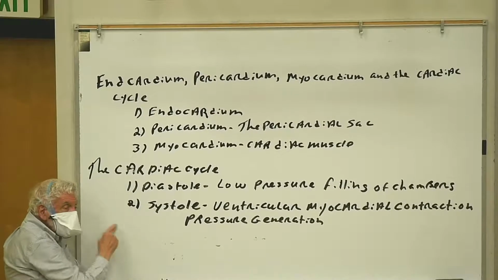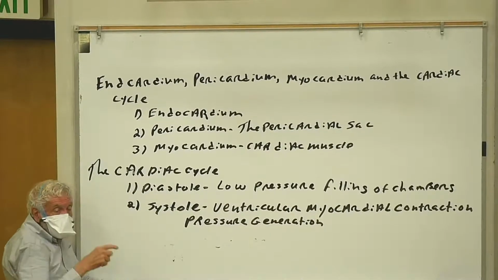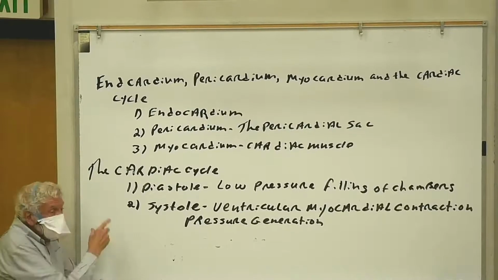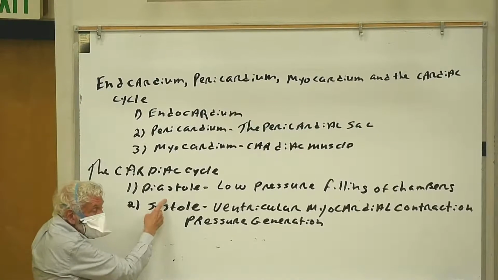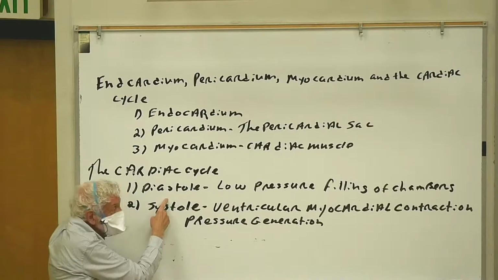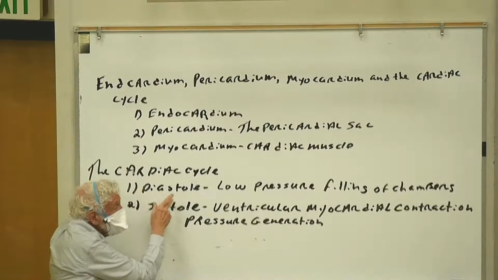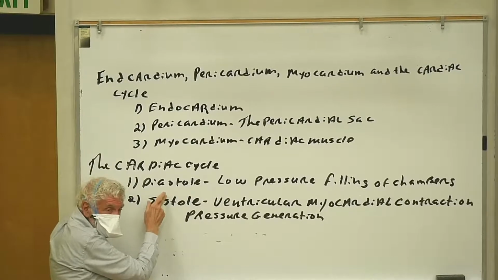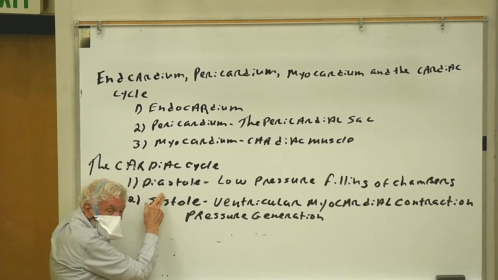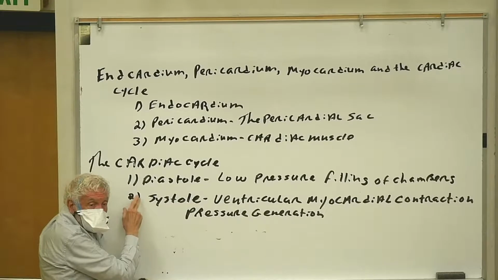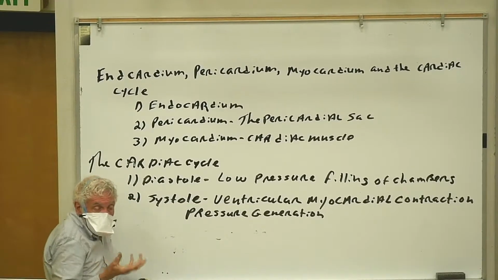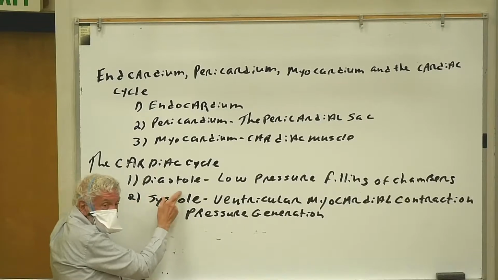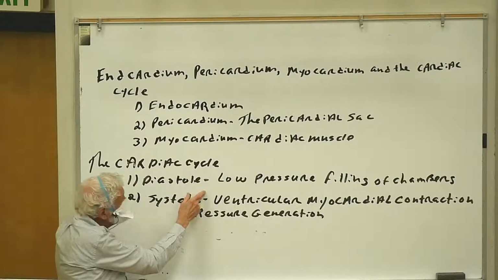Basically, the cardiac cycle is a series of events that repeats itself over and over throughout life. And those events begin with something known as diastole. Diastole is defined as the low pressure filling phase of the ventricles. So when you think about diastole, think about filling the ventricles with blood. Those chambers we talked about yesterday will fill with blood during this low pressure filling phase.